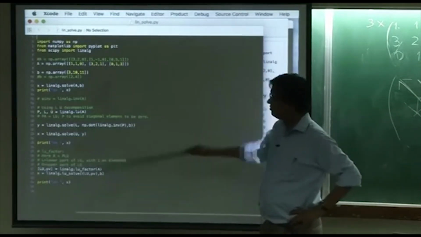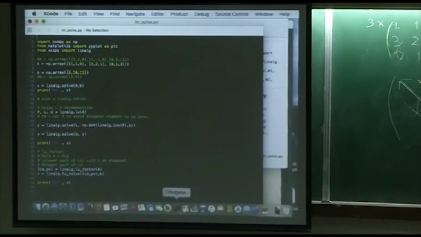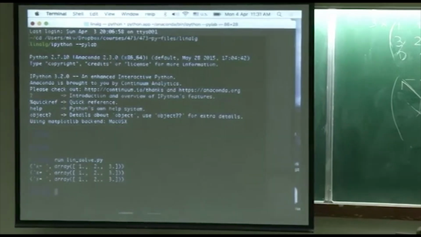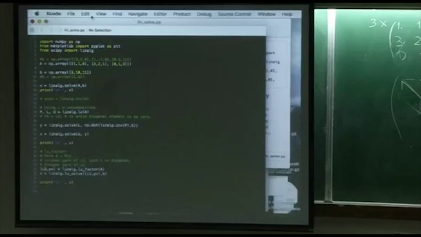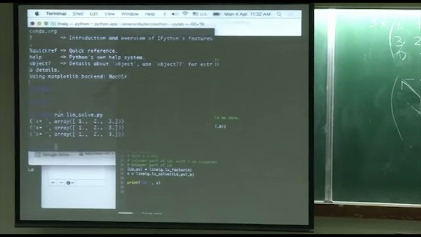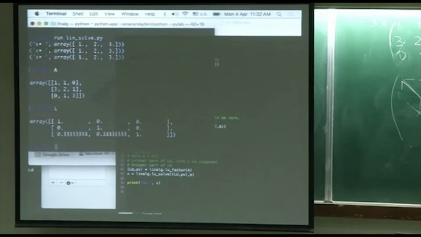So, let us look at how to execute this one. Is that clear? The function syntax is trivial. So, run, I think it is linalg solve. The first x is coming from the one where I solved directly, and the second one is coming from this solution. So, let us look at what is A. A is this. What is L? L is this matrix.